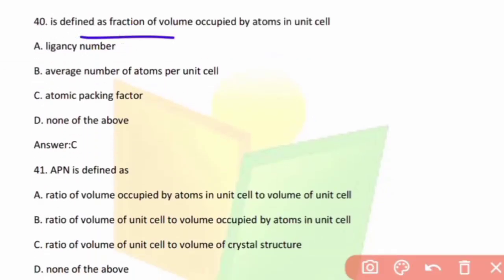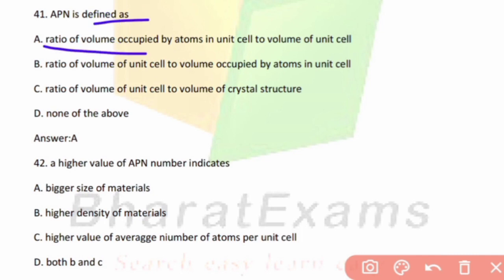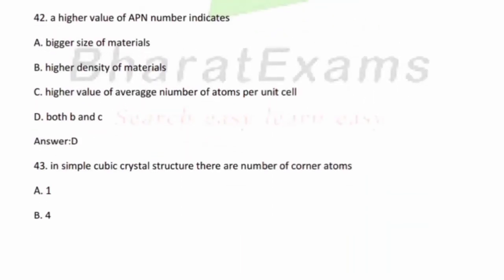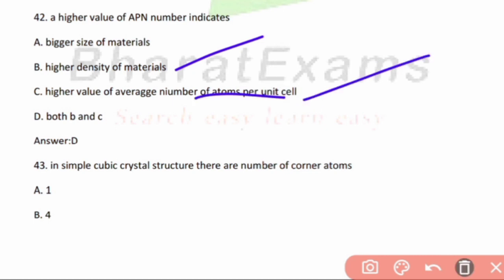Atomic packing factor is defined as the fraction of volume occupied by atoms in a unit cell. APF is defined as the ratio of volume occupied by atoms in a unit cell to the volume of the unit cell. A higher value of APF indicates both B and C: higher density of materials and higher value of average number of atoms per unit cell.